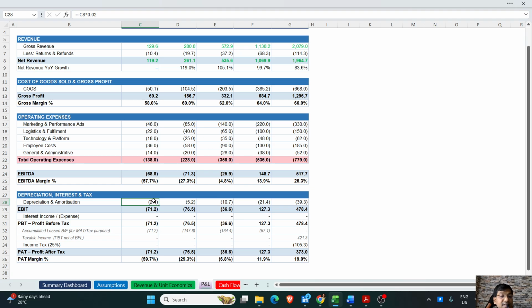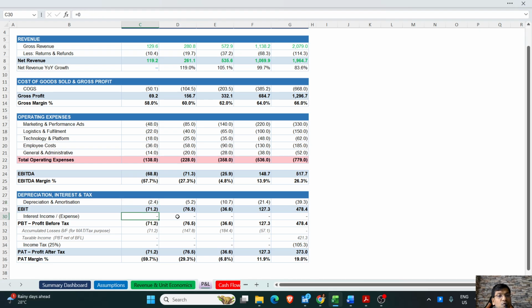Then we have our depreciation. So depreciation we have assumed is, let's say, 2% of the revenue. This is just a flat assumption. You can also make it more complex by saying that it will be linked to the balance sheet, the fixed asset block, and you can apply depreciation rates there, but that is not germane to the discussion as of now. We want to go with the flow and build a larger model.